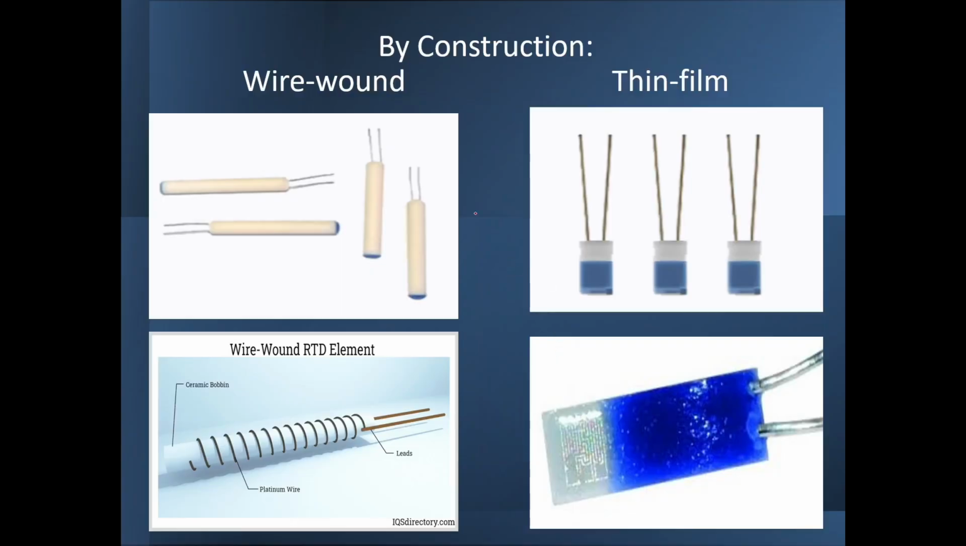So next we also have wire wound and thin film RTDs. This is the wire wound, just now in the probe, we can see. This is the thin film RTD.